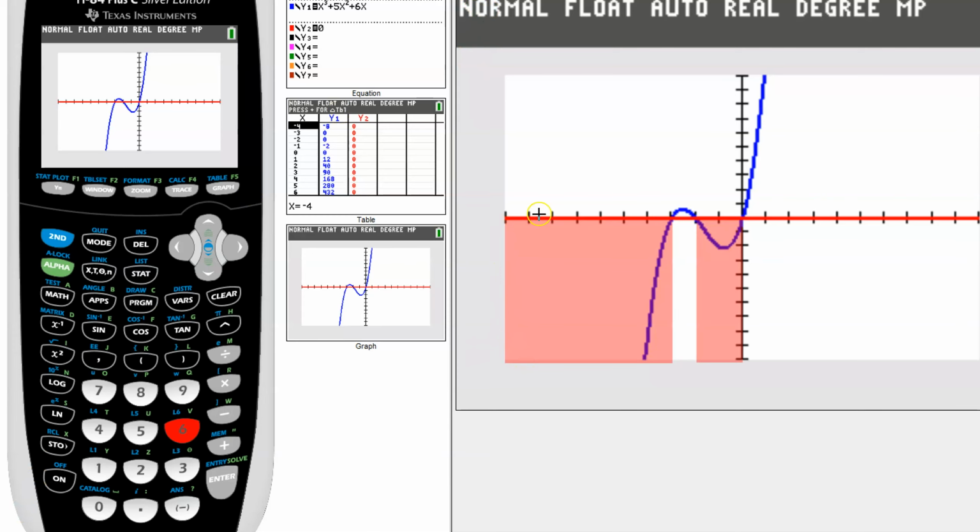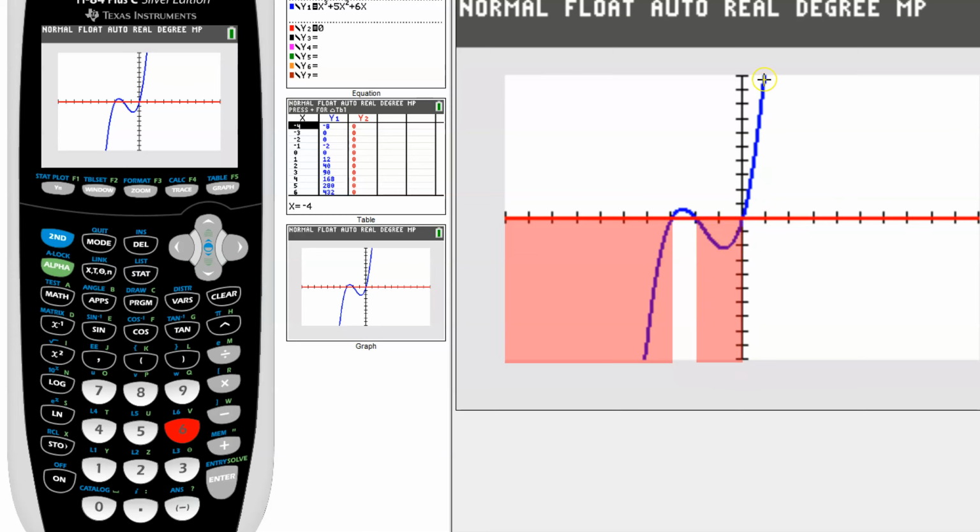So you can see this is the region. From negative infinity to negative 3, it is going to be less than. And then from negative 3 to negative 2, it's greater than, so we don't include it. And then from negative 2 to 0, it's also less than. And then from 0 on, it goes straight up.